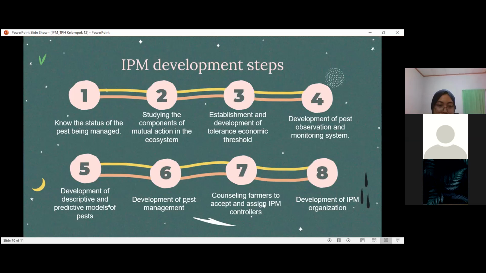The sixth, development of pest management. And the next, counseling farmers to accept and assign IPM controllers. And the last step is development of IPM organization.